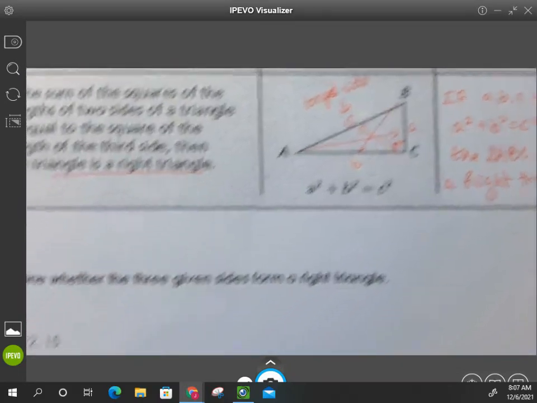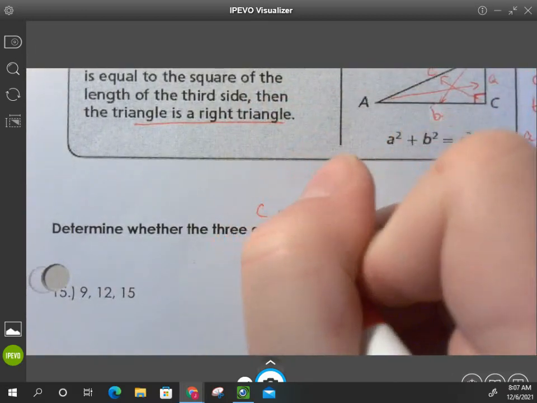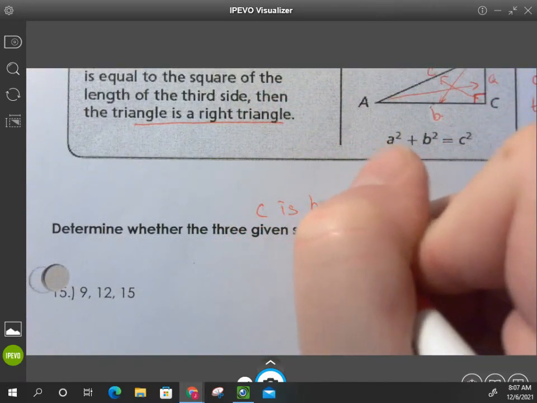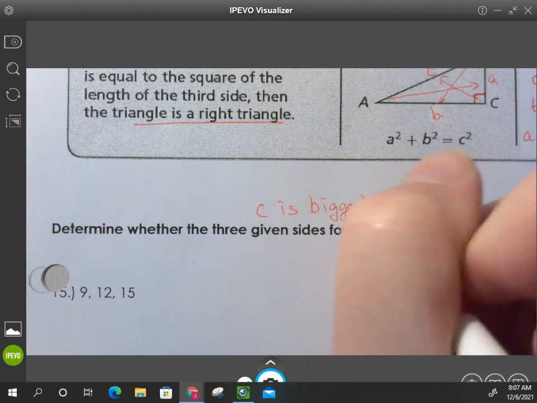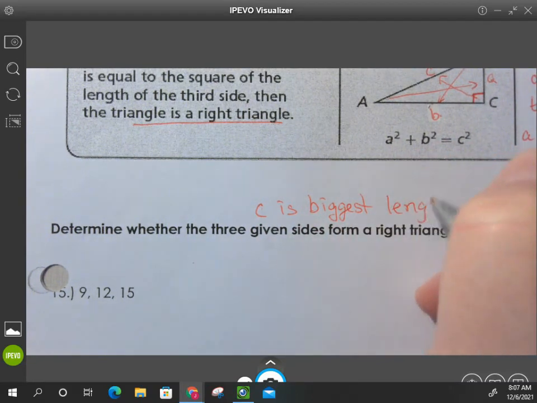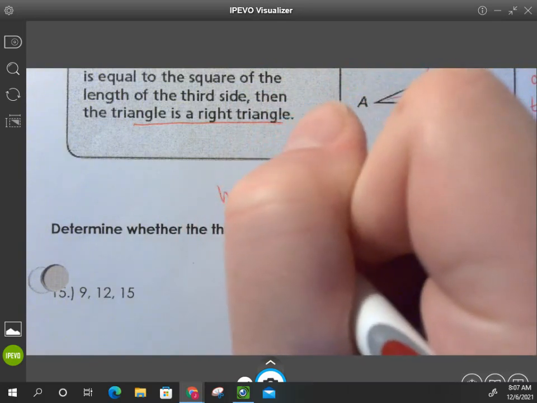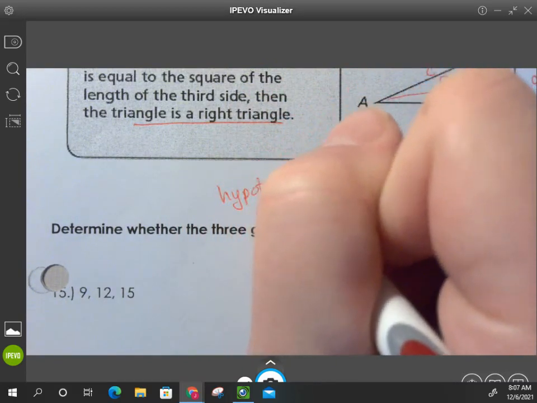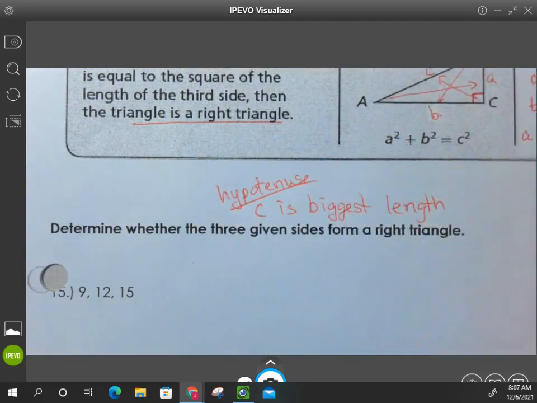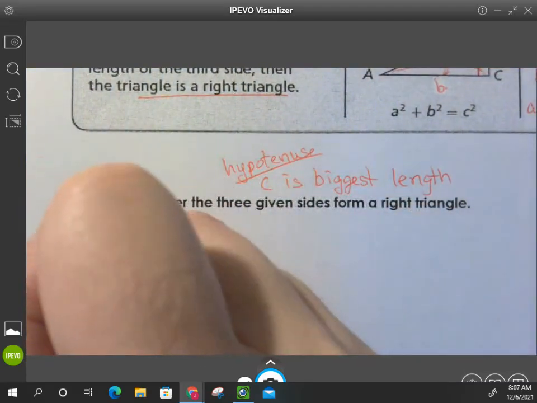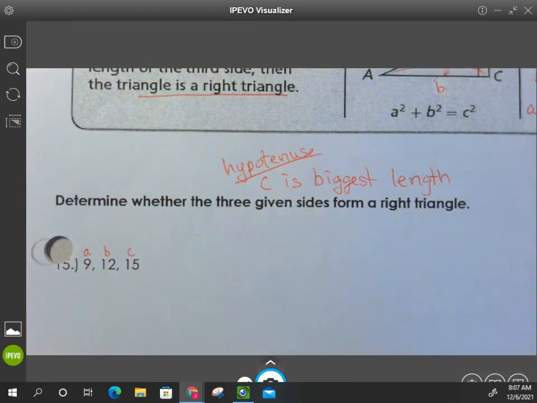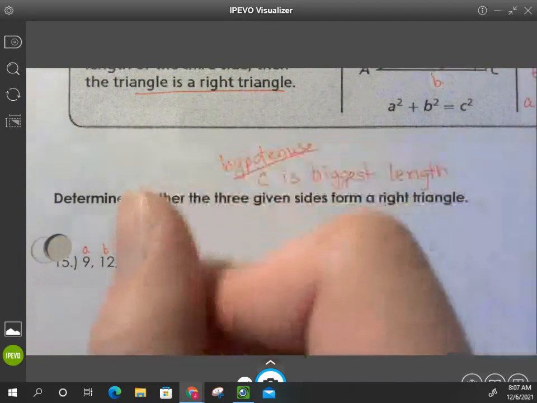So how do I know which one's A, B, and C? C is the biggest length, always. C is the biggest length because it represents the hypotenuse. All right, so I'm going to label this A, label this B, and C. It's not always in order, so let's test it.